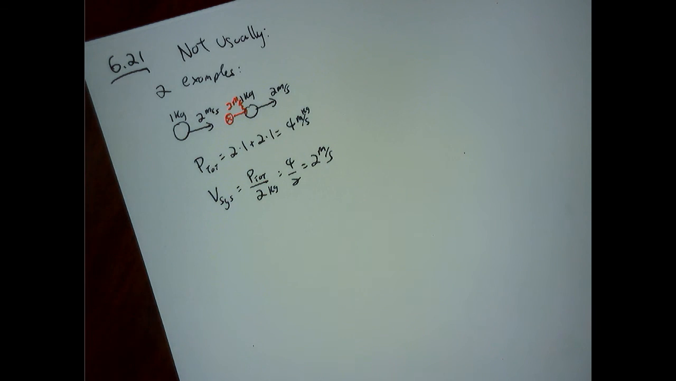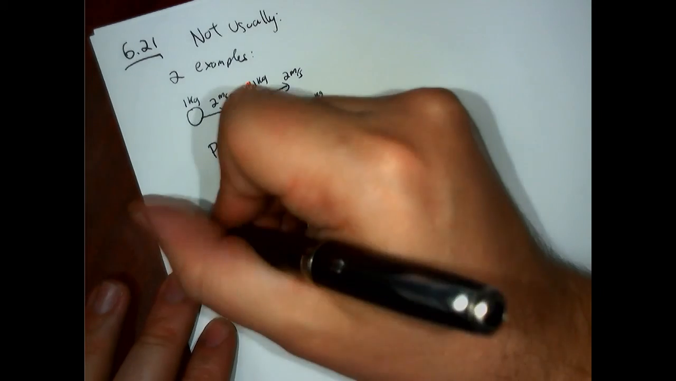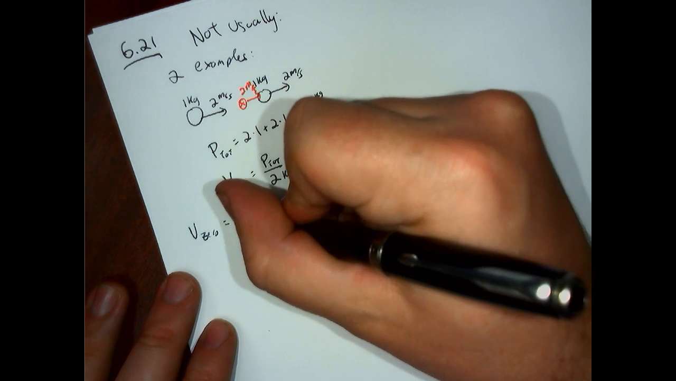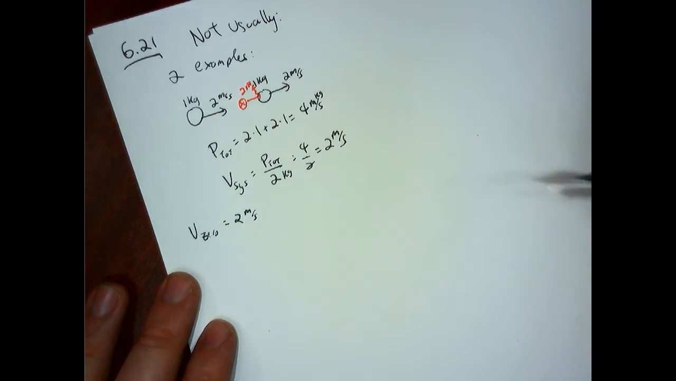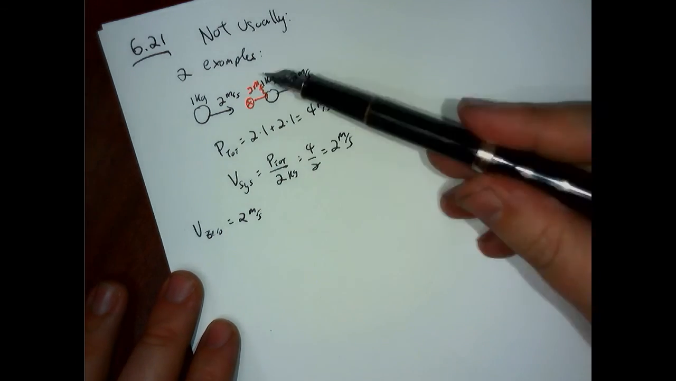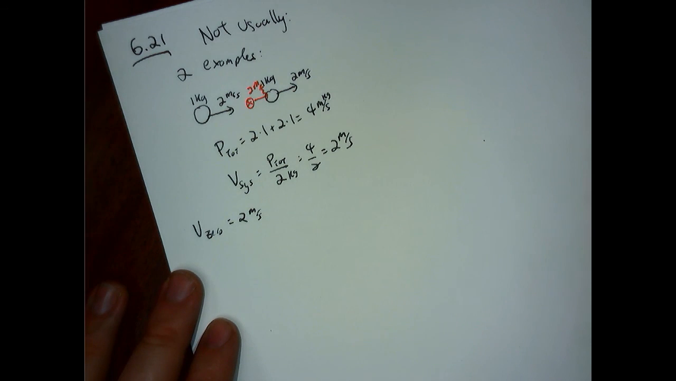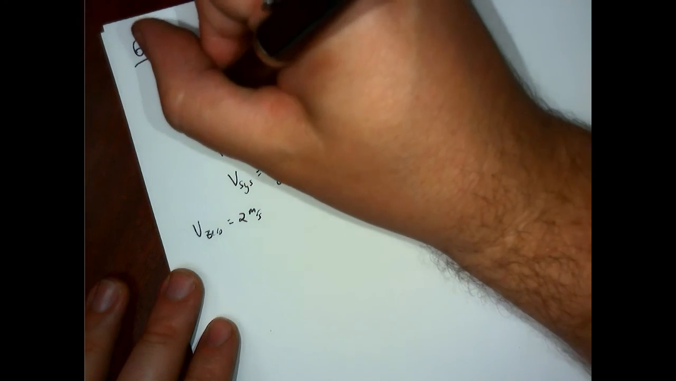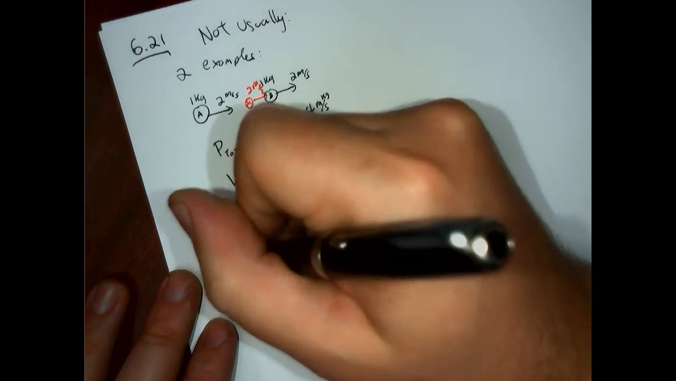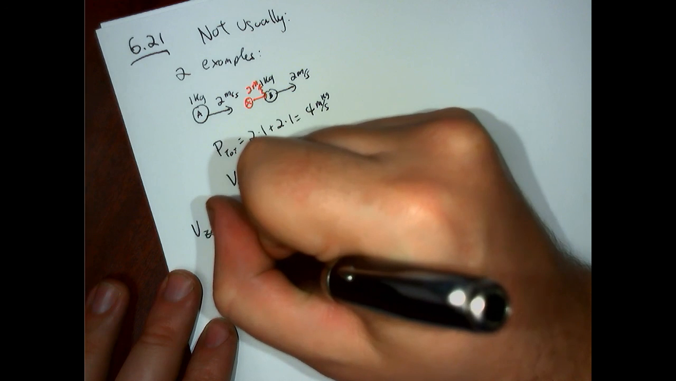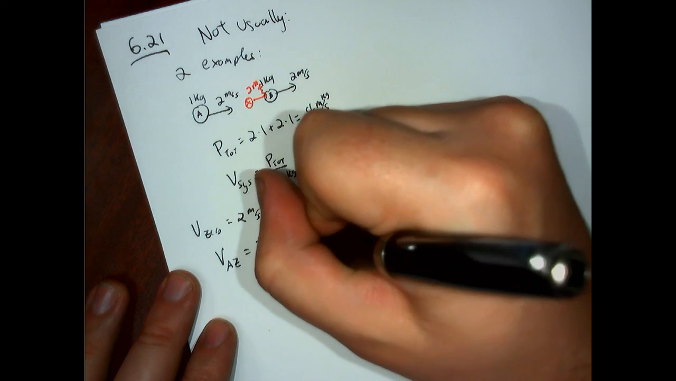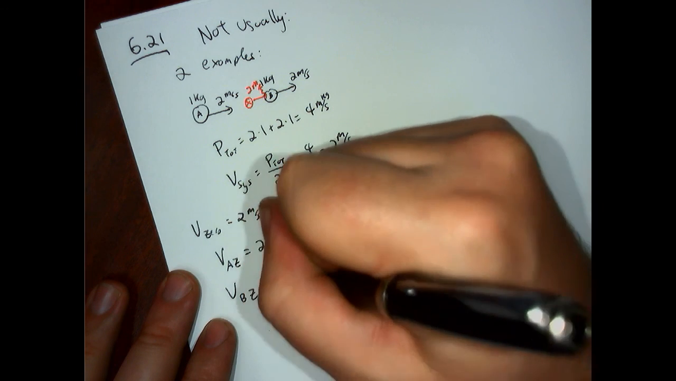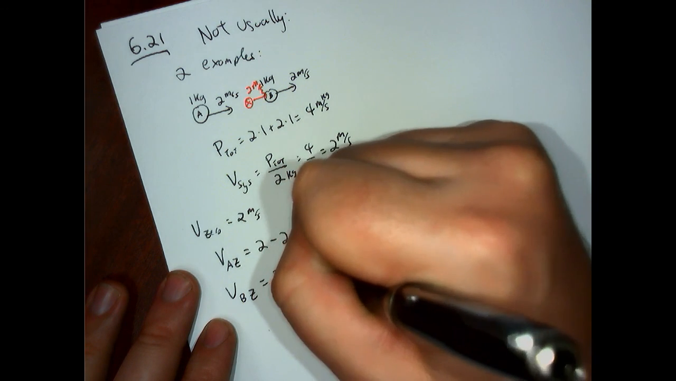Now, the zero momentum frame is one that's also moving at 2 meters per second, right? A zero momentum frame is the one whose velocity matches the velocity of the center of mass. So in this case, VA relative to zero is going to be 2 minus 2. VB, according to zero, is going to be 2 minus 2 = 0.